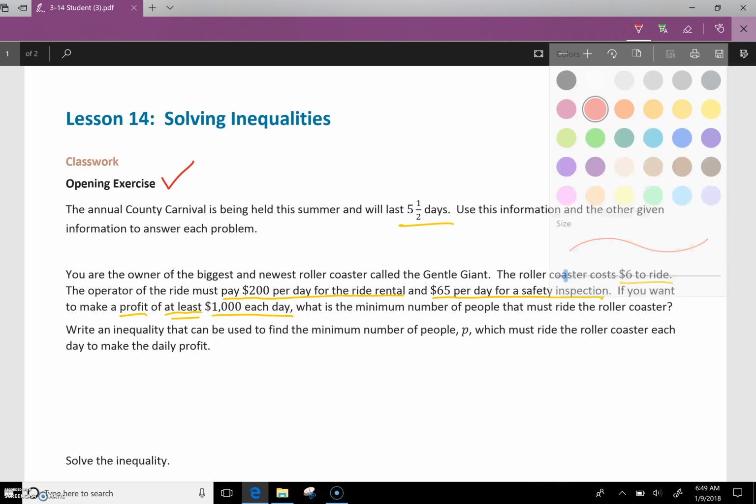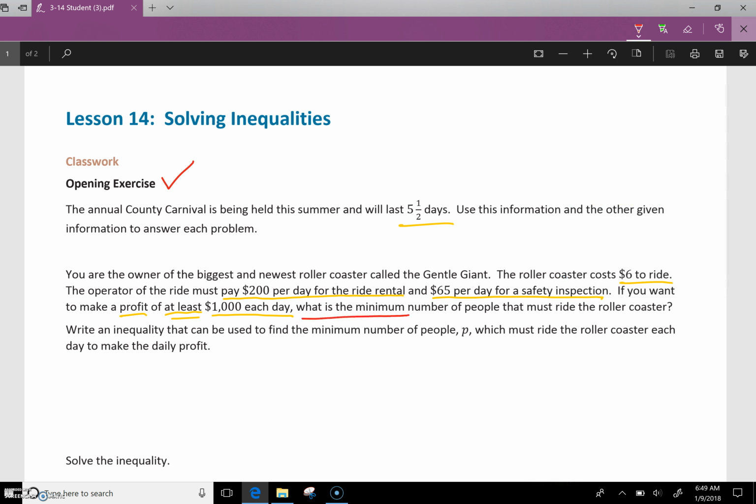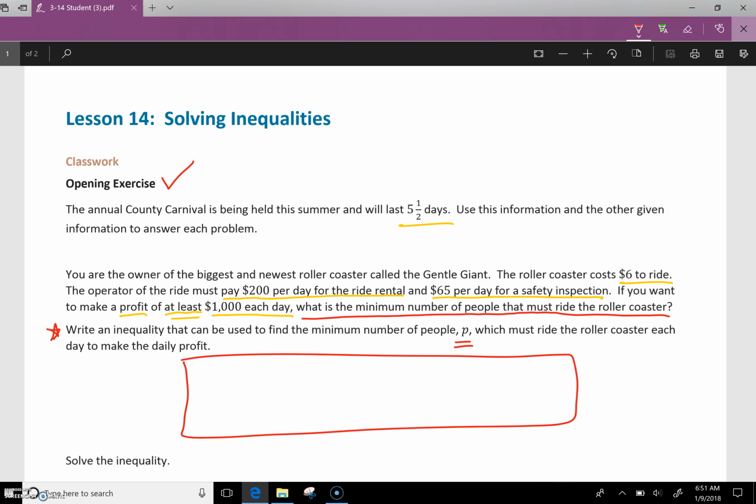So I'm going to change colors here. Here's what they're asking. What is the minimum number of people that must ride the roller coaster? The way that they want us to do this is to write an inequality that can be used to find the minimum number of people, P. So P is going to equal people, which must ride the roller coaster in order to make that profit that the owner is looking for. So we're going to write the inequality in this area here. I'm going to use a different slide, but you guys just write right on your paper.